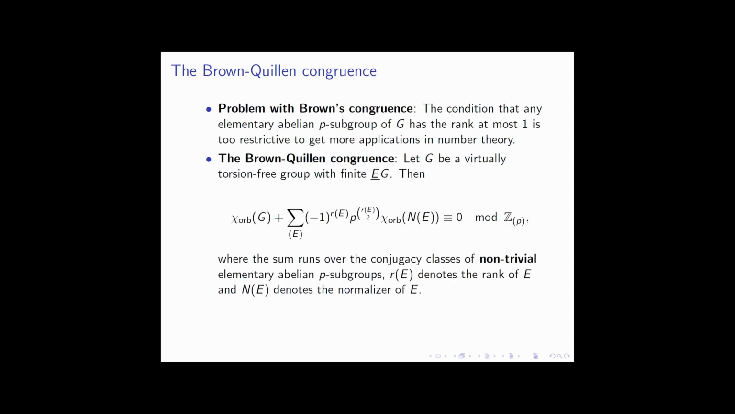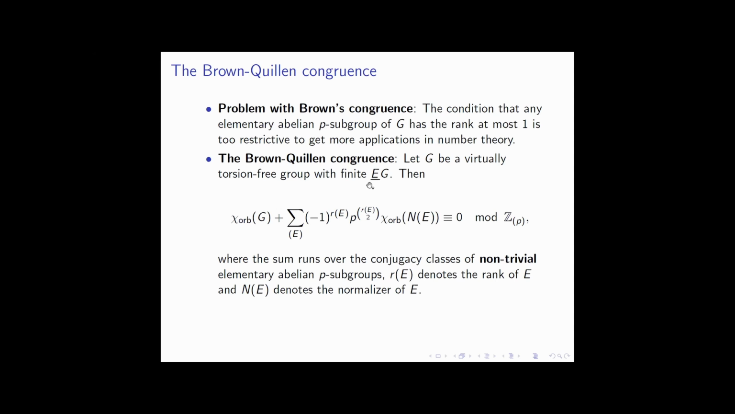And so this is what you get. You have this congruence: the orbifold Euler characteristic of the group G plus a sum indexed now on non-trivial elementary abelian p-subgroups, conjugacy classes of those. The rank shows up. This binomial coefficient shows up in the power of p. It's not a surprise, because I think this is the order of a Sylow subgroup in GL_n of C mod p. The Sylow subgroup is of order p to this binomial coefficient. So that's why this is there, just to explain to you where it comes from.